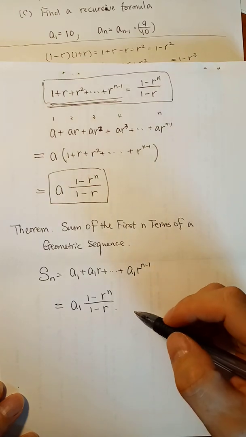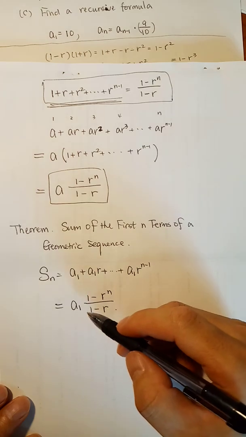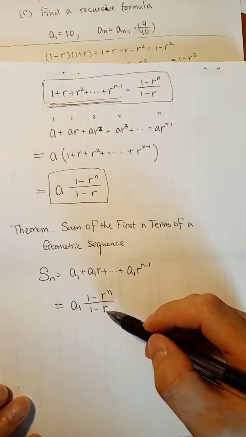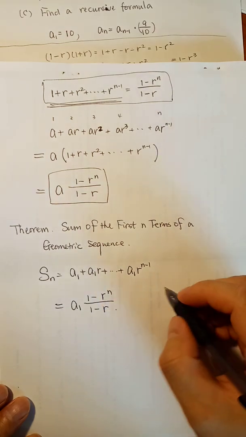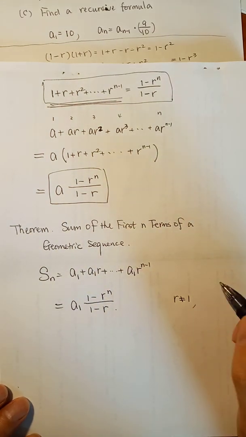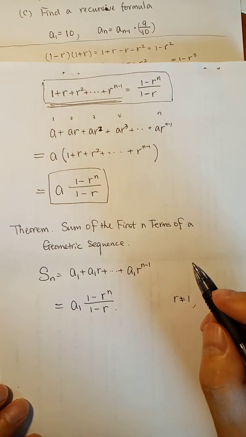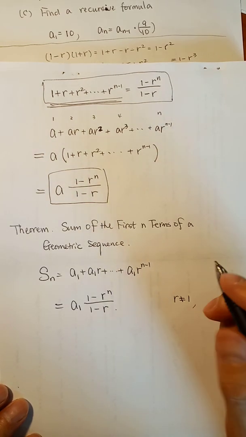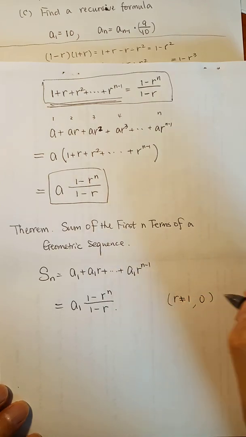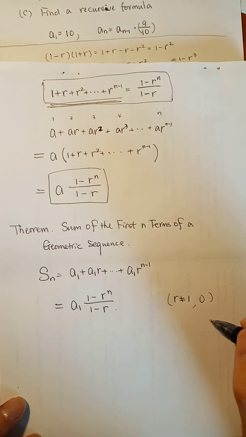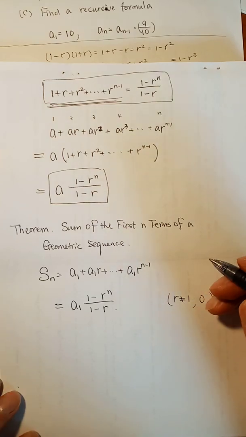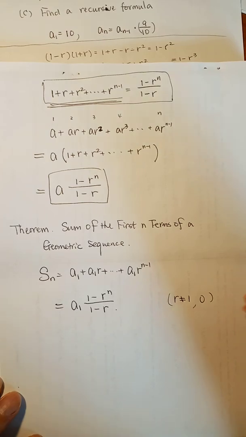And in this part, let's see. When we do the division, of course, the denominator is not 0. So this formula works for r not equal to 1. And in the definition of a geometric sequence, our r, the common ratio, is not 0. So this formula works for r not 1, r not 0. If r is 1, it's trivial. What does it mean when r is 1?